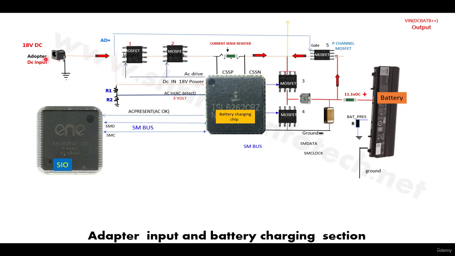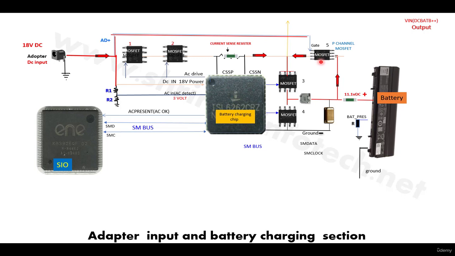When I connect the adapter, suppose my input voltage is 18 volts. When I connect the adapter like this, my 18 volts travels, stops here, passes here, and then goes to here. Here is a P channel MOSFET. Now you will ask why the P channel MOSFET is used here. There are two types of MOSFET: one is the N channel and another is the P channel MOSFET.